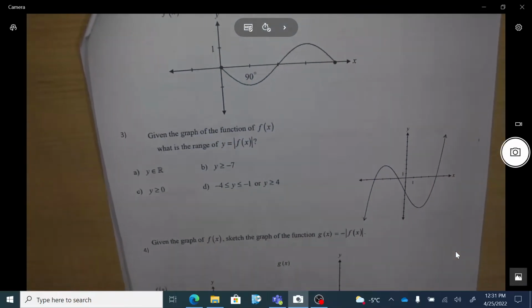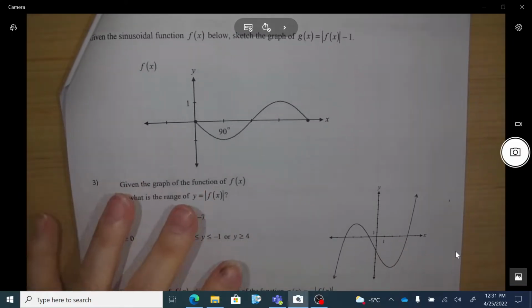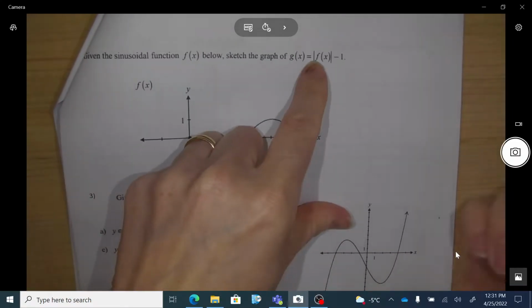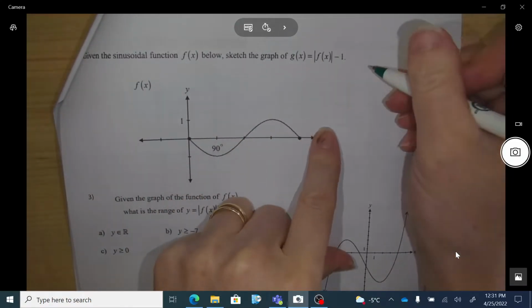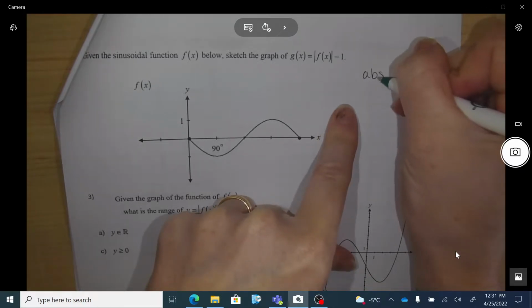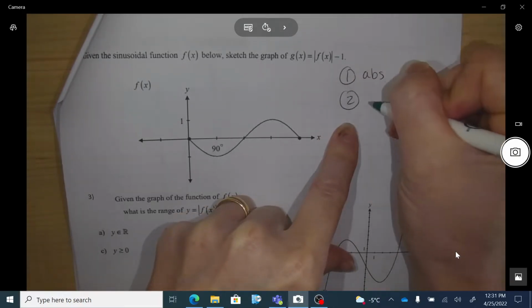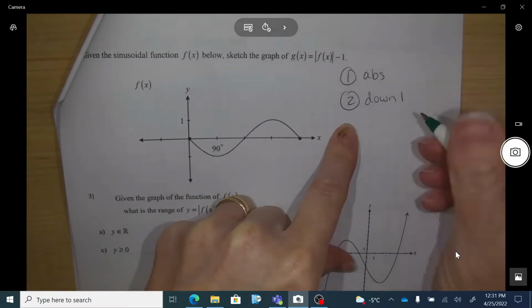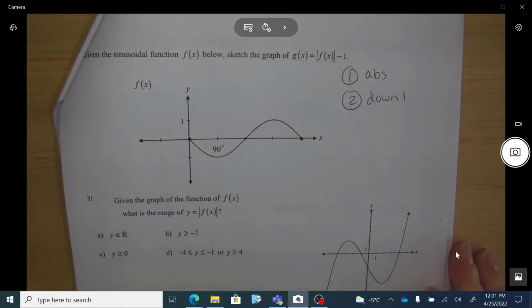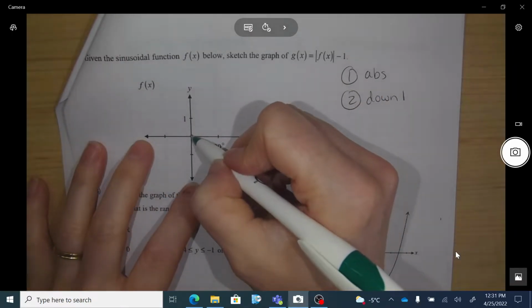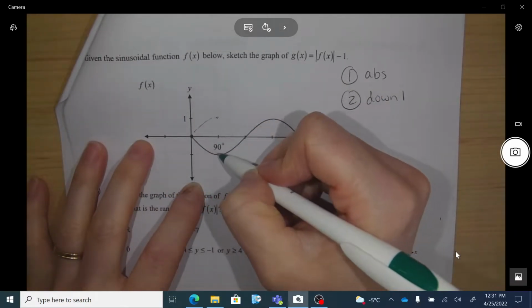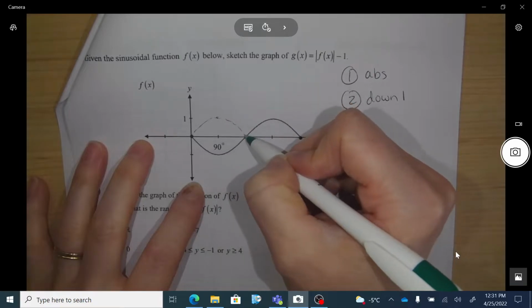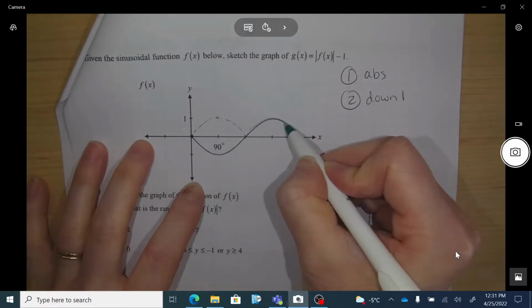Given this function below, we're going to sketch. So there's an absolute and there's down 1. I'm going to absolute first, and then I'm going to go down 1 because of the order, the down 1 is not in the brackets. So if I absolute, this would stay and this would go from there to there. Then this part would stay.